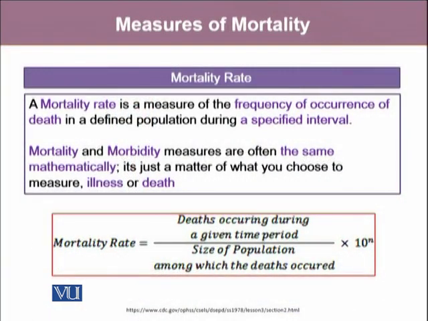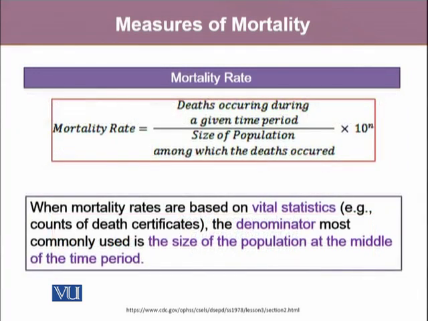Mortality rate is a measure of the frequency of occurrence of death in a defined population during a specific interval, which can be given by the formula given below, where the numerator will be the deaths occurring during a given time period, and the denominator will be the size of the population among which the deaths occurred.